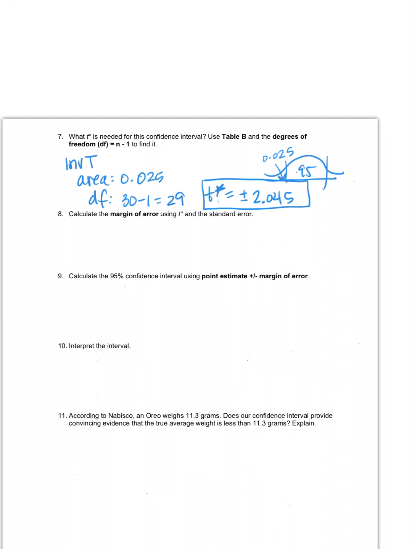All right, now it says calculate the margin of error, because remember that's going to be T star times the standard error. That's the margin of error. So we just found that 2.045 times the standard error that we found on the previous page was 0.0149. When I multiply them really quick, I get 0.0305.